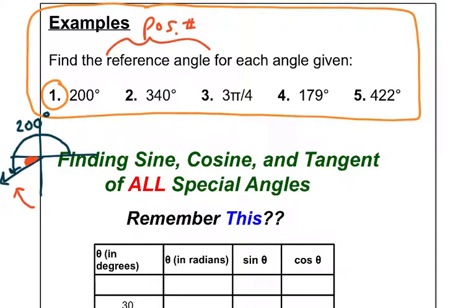Well, I went past 180 and I went to 200. So how much past 180 did I go? I went 20 degrees. So my reference angle there would be 20 degrees.